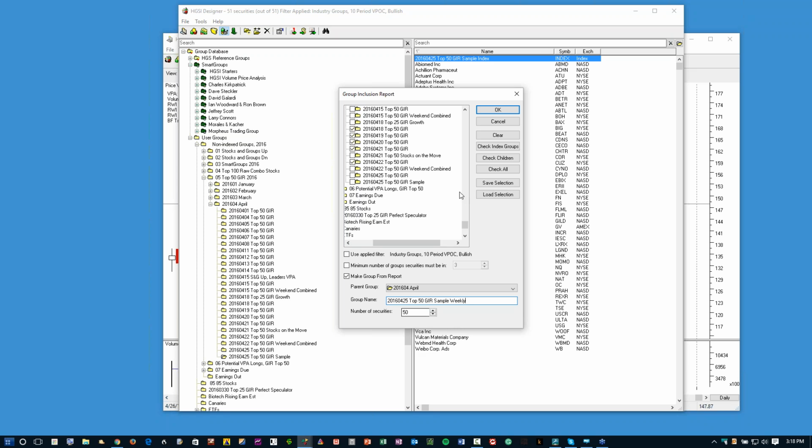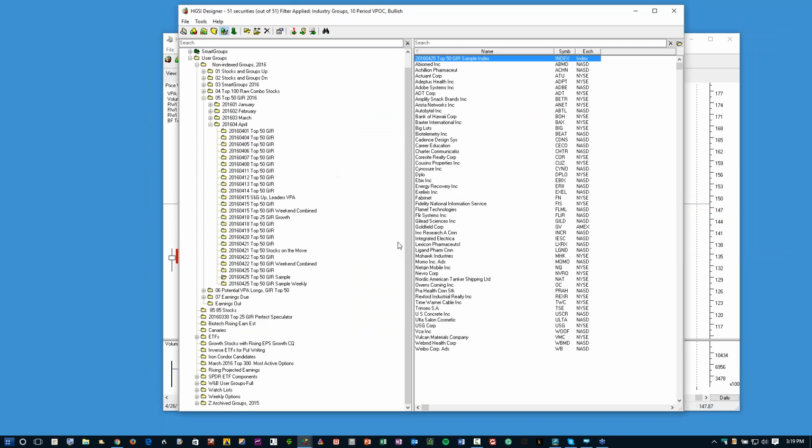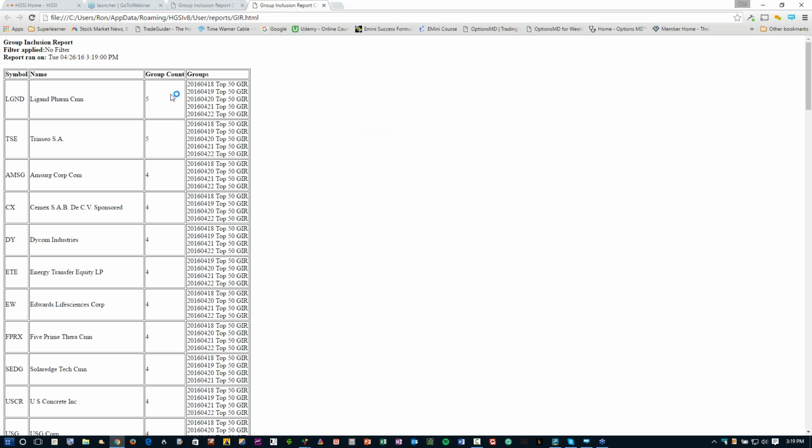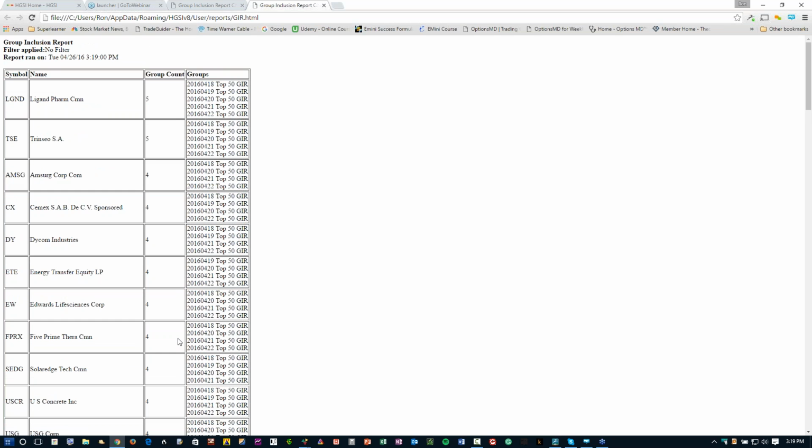Sample weekly, I'm doing the 50, so I am creating the group on Saturday out of these stocks that appeared most often. And you can see last week that LGND and TSE both appeared 5 times in these top 50 groups. AmSurge 4 times, and so on down the list.